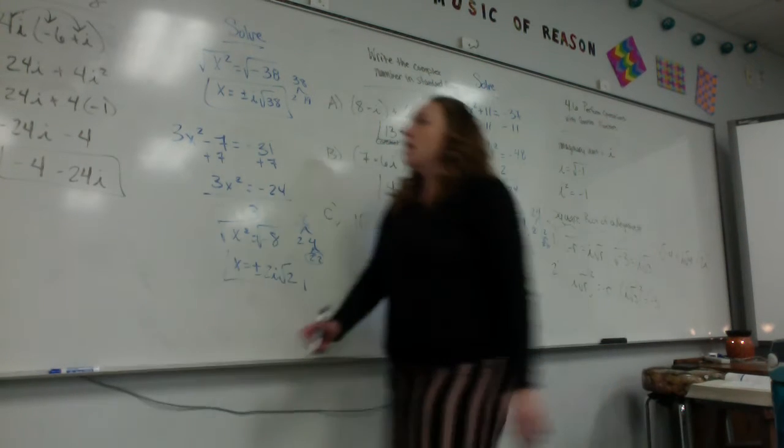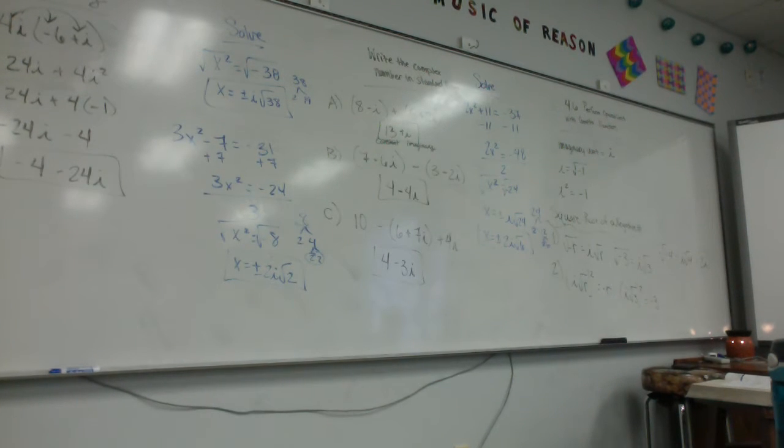Let's say you have 9 minus 2i, and let's say you have 3 plus 5i. How would you do this? If those were x's, what would you do? You would FOIL it. So we're going to FOIL it. What's 9 times 3? 27. What's 9 times 5i? 45i.